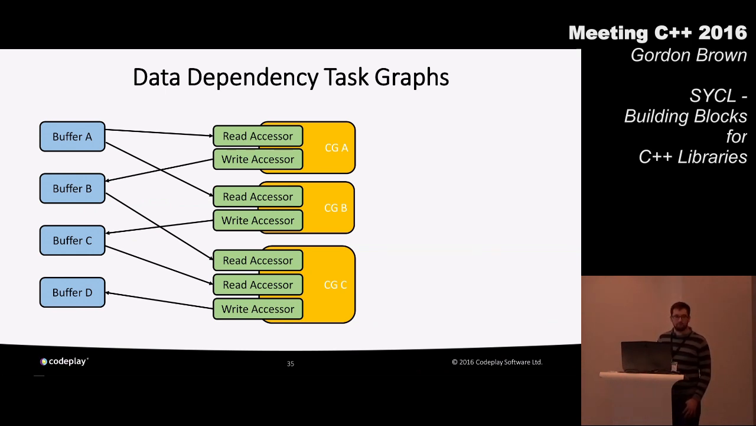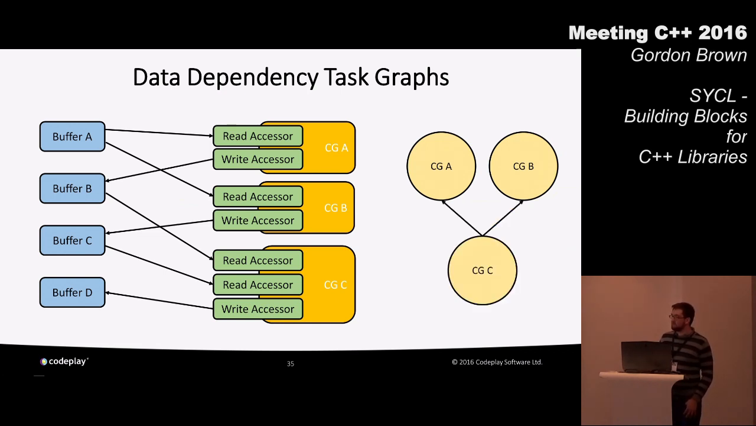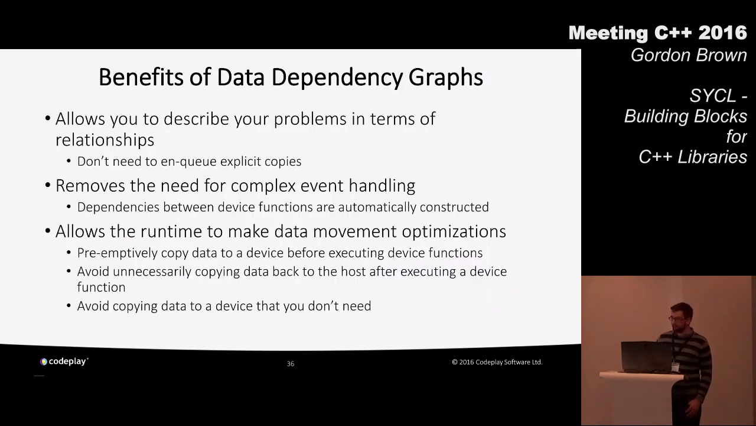But from this, the runtime is able to build a dependency task graph in order to deduce that command groups A and B can run in parallel because there are no dependencies between them. But command group C has a dependency on A and B completing because command group C is reading from buffers that are being written to by previous command groups. This is just a simple example, but it shows the idea of how these task graphs can be built.